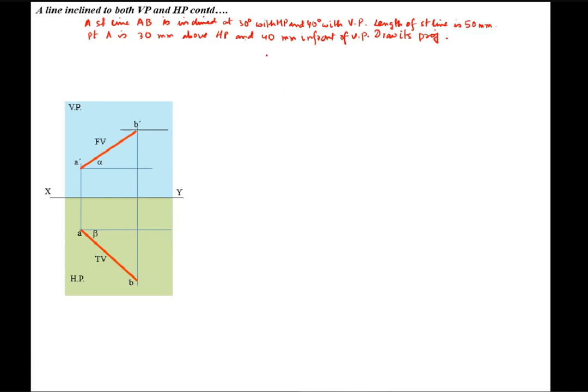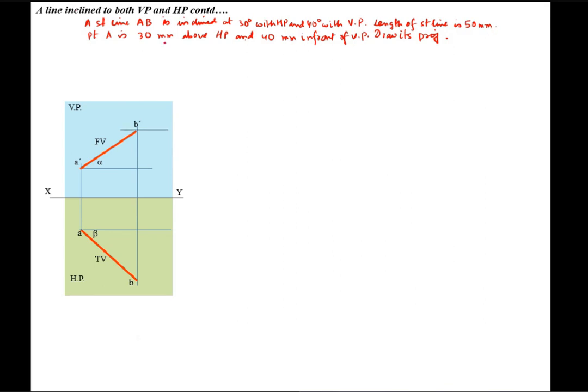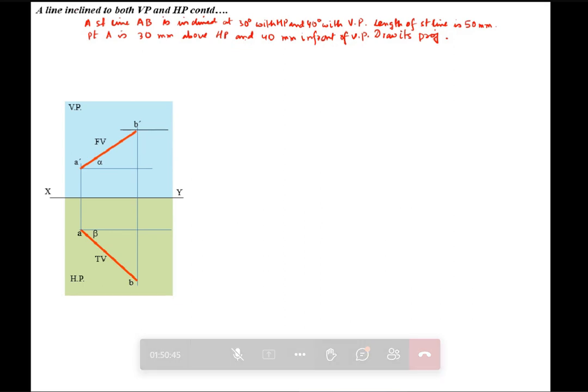So you have a straight line AB which is inclined at 30 degree with HP and 40 degree with VP. The length of the straight line is 50 mm. Point A is 30 mm above HP and 40 mm in front of VP. Draw its projection. So how will I do it? Here I have to draw the figure in 2 steps. Let us see how.